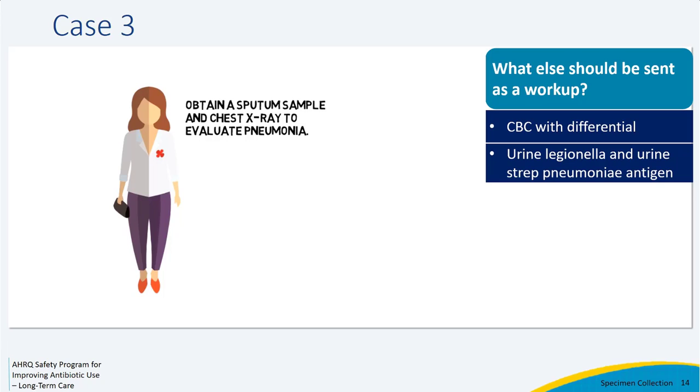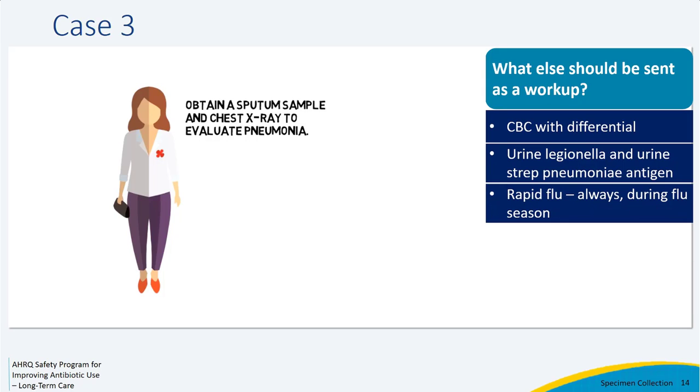Urine Legionella and strep pneumonia antigen are great rapid diagnostic tests that could help to evaluate for common causes of pneumonia quickly. If one of these tests is positive, it can also help to choose the right antibiotic early on, which is a major benefit for the resident.